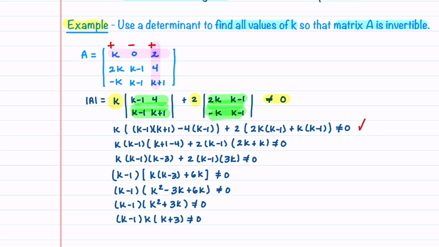Notice that each expression has a k minus 1 in it, so we can factor that out. We factor it out here on our first term and here on our second term. We then combine like terms, do a little bit more algebra, and we end up with this expression. This tells us that k cannot equal 1, 0, or minus 3. When k is any other value other than 1, 0, or minus 3, our matrix A is going to be invertible.